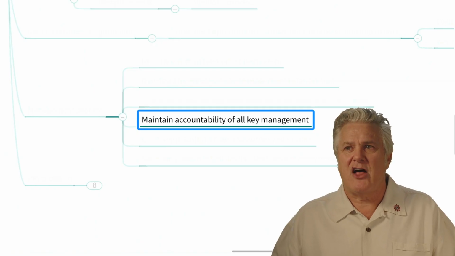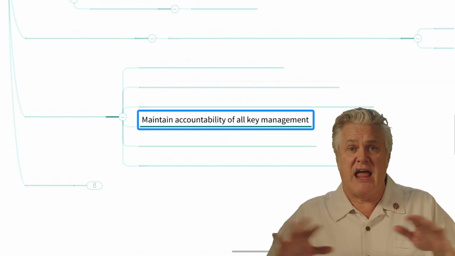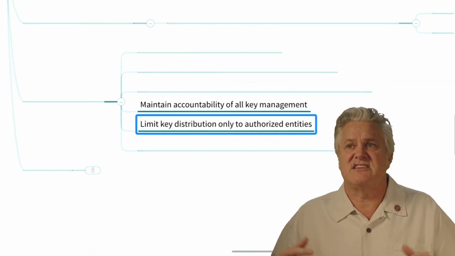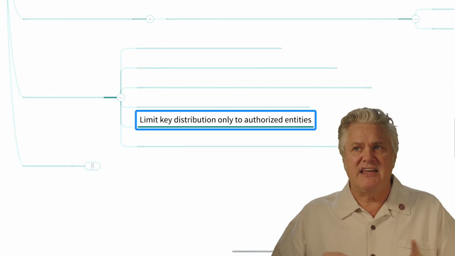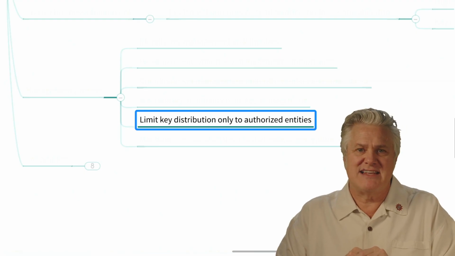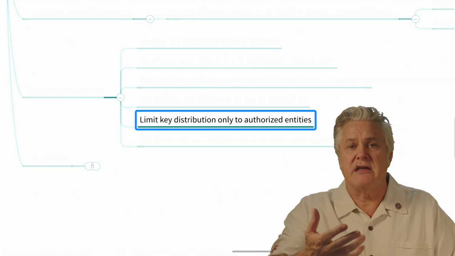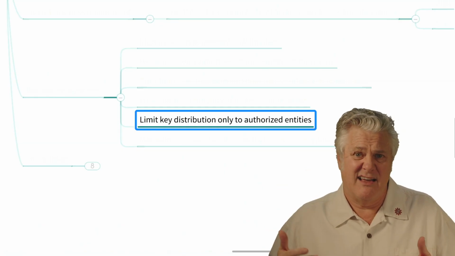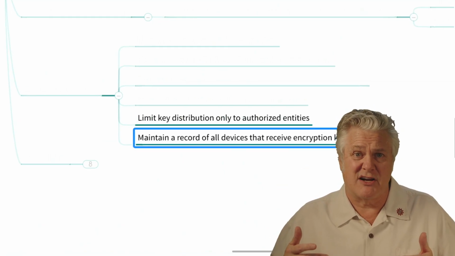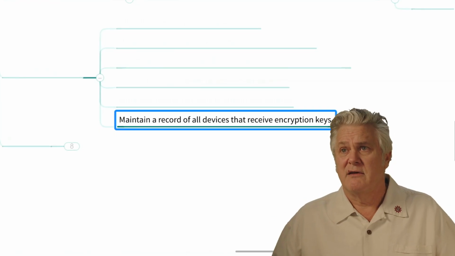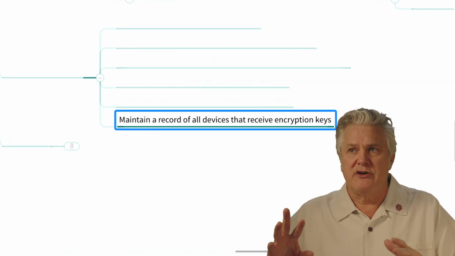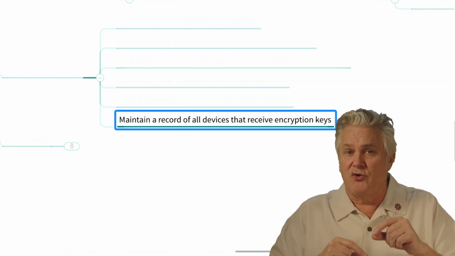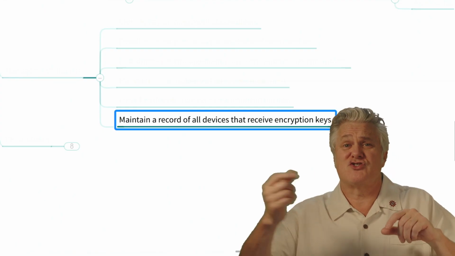We have to maintain accountability for all key management in every single deployment throughout our organization, even self-signed keys internally. We have to limit key distribution only to authorized entities. So if I issue a key, you need to be authorized for that, and we need to have at least an employment agreement in place, or maybe even a contract if you're a third party. And we have to maintain the records of all the devices that receive encryption keys. Remember, a lot of times those keys are loaded onto processes or loaded into servers, and those servers are in the cloud somewhere.